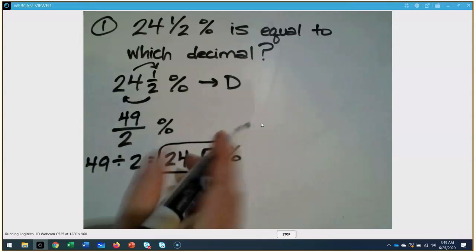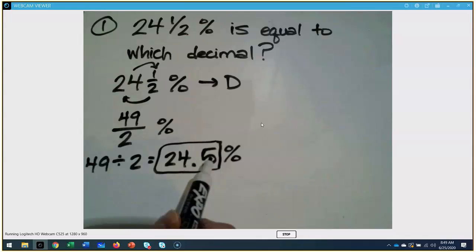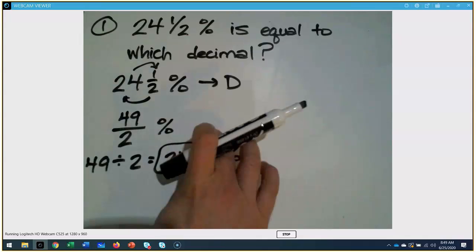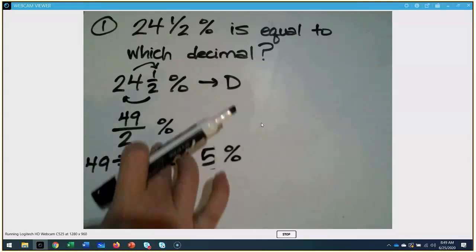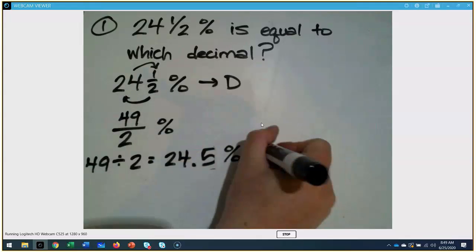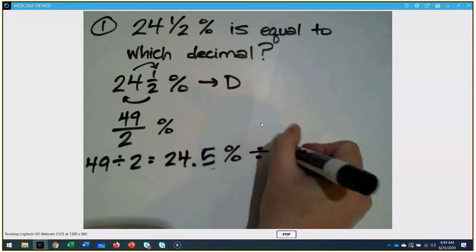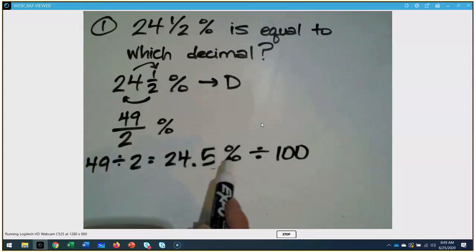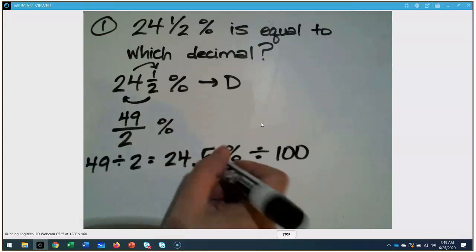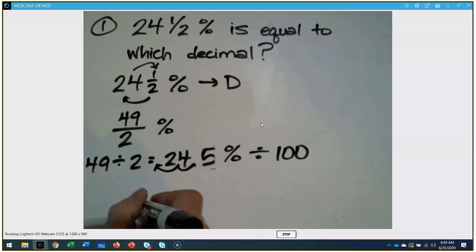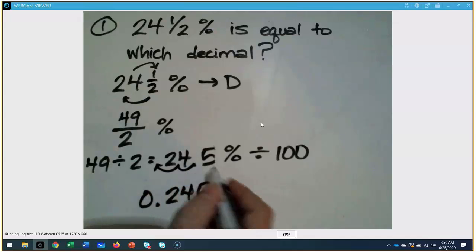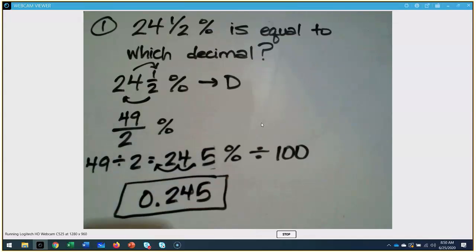This is where people stopped if they got this wrong. They gave me this answer. This is not a decimal yet. It's a decimal percent. The percent sign does not come off until you do the last step, dividing by 100. That's what takes this percent sign off. That also moves your decimal back 2 times. And here is the final answer.